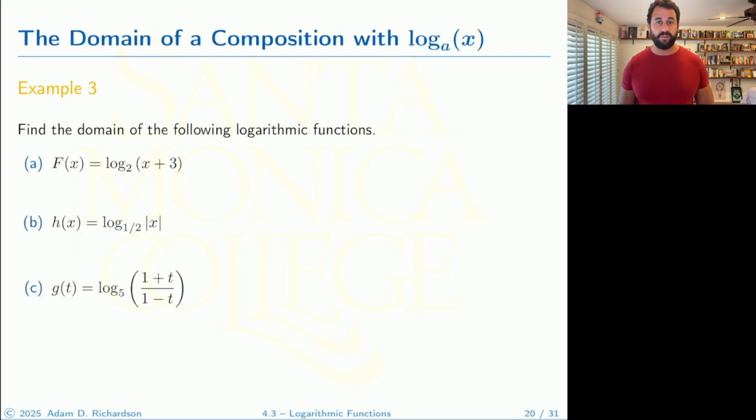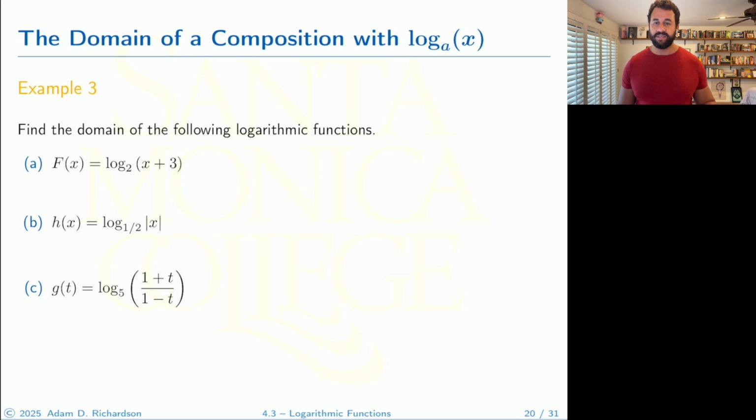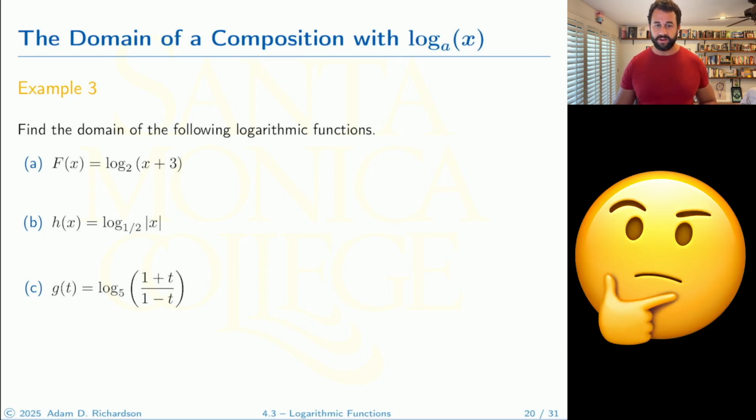Right. Now let's talk about the domain of a composition. The good news is that this isn't as difficult as maybe some of the more general theory we were talking about in chapter 2 in section 2.6. The main thing that we're going to use is we need to remember that log functions can only accept positive inputs. So I'll do this. I want you to try A on your own, and then we'll do B and C together. But if you want to try them, you're more than welcome to. But I want you to try to do A on your own first. So think about it for a minute.